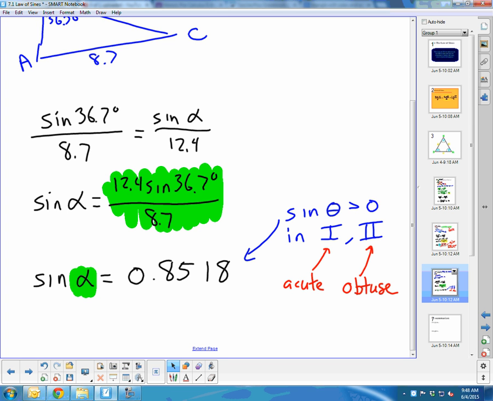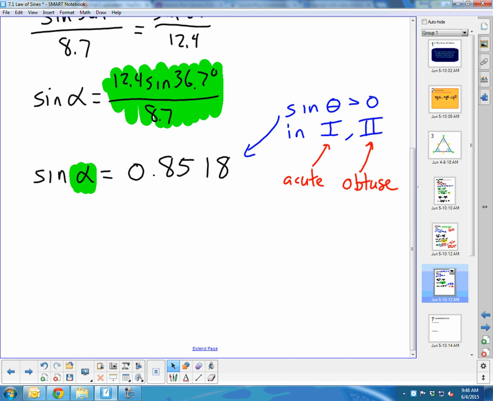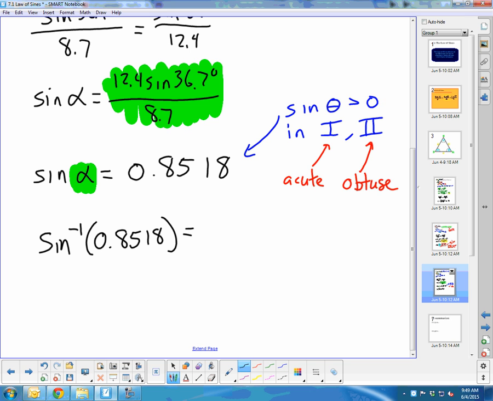So that means I'm going to have a couple of cases, and I'm going to have to use reference angles to work with this. So I am going to go to the inverse sine function. So I'll have inverse sine of 0.8518 equals alpha. And I will get from my calculator that alpha equals approximately 58.4 degrees. Now, that's that first quadrant acute angle that we talked about.